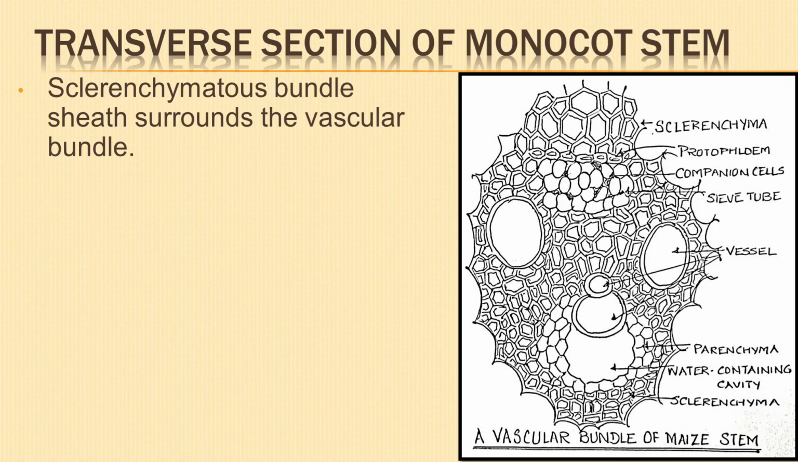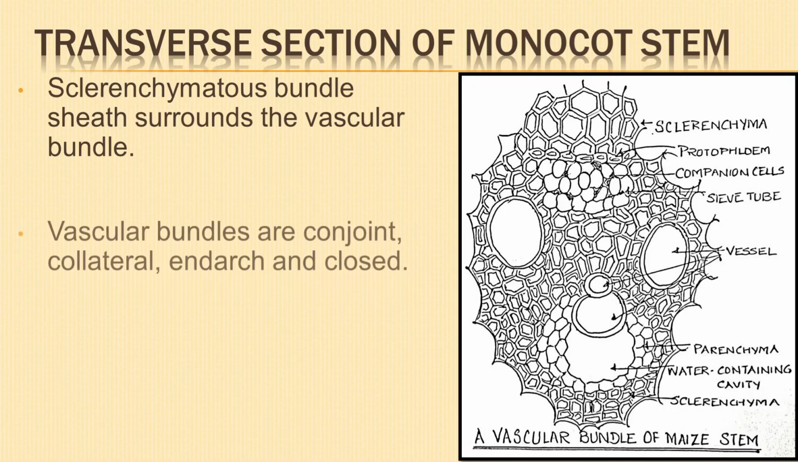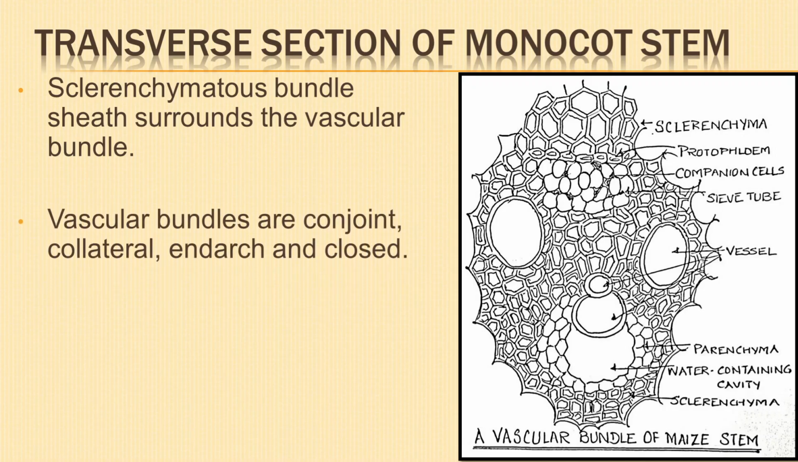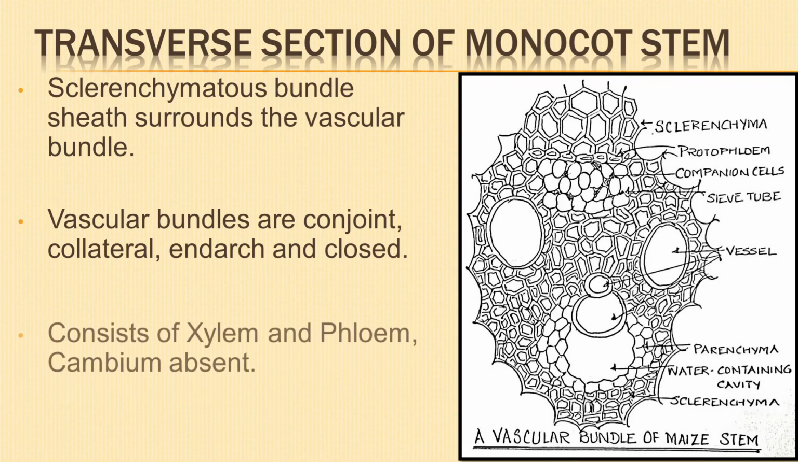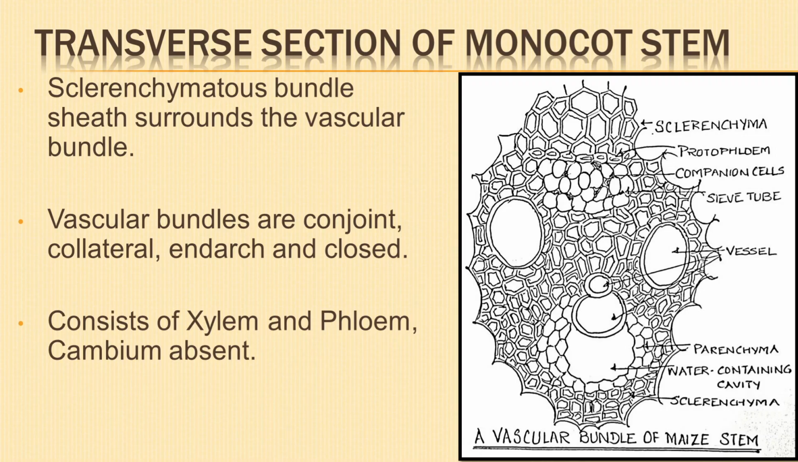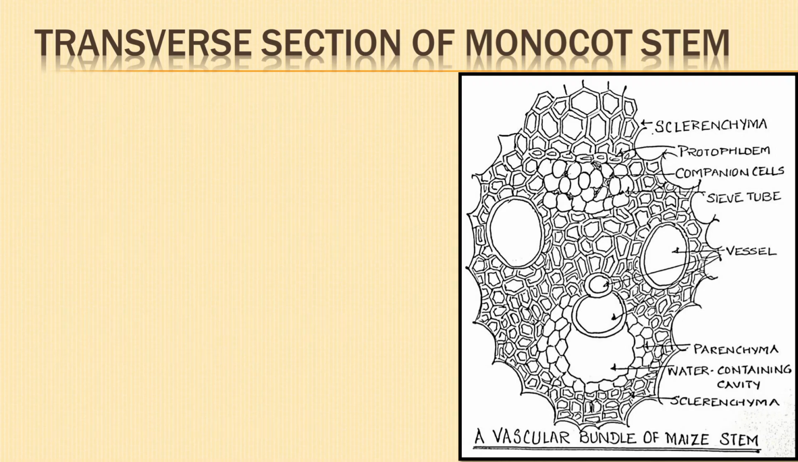The vascular bundles are oval in outline. They are conjoined, collateral, endarch, and closed. The vascular bundle consists of xylem and phloem, but cambium is absent. Monocot stems lack secondary growth due to the absence of cambium in their internal tissue system.